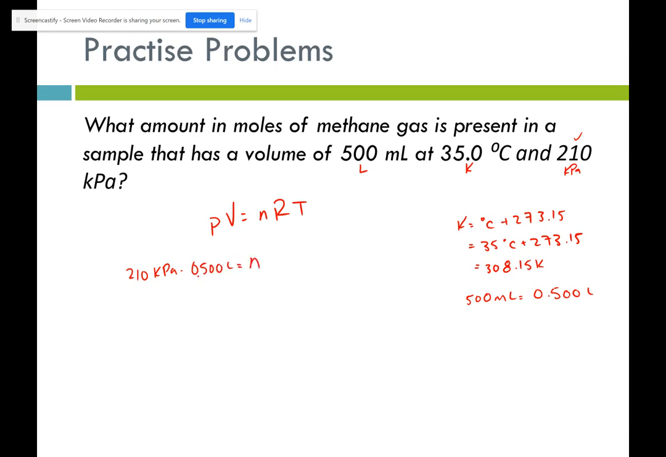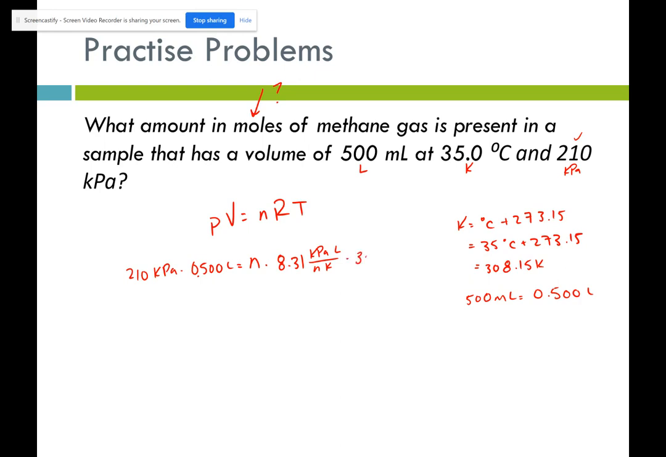Moles, we don't know what moles is. That's what we're trying to calculate. R is always going to be the same, 8.31 kilopascal liters per mole Kelvin. That's the units. And write the units every single time because we know we always have to write units after a number. And also, it'll remind you every time you write it to double check: is your pressure in kilopascals, your volume in liters, your moles in moles, and your temperature in kelvins.